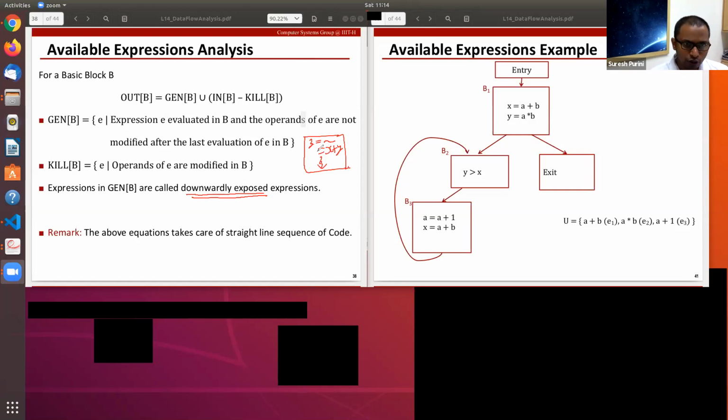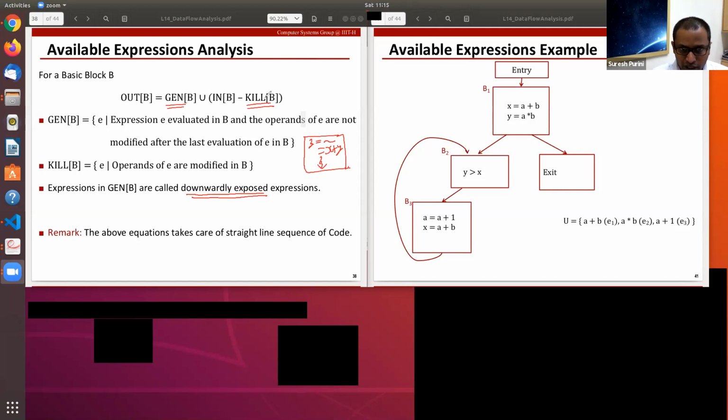So an important thing to note is the Gen B and Kill B sets, we can compute them just by looking at the basic block without referring to the rest of the control flow graph. But if you want to compute Out B and In B sets, maybe you need to refer to the rest of the control flow graph. But Gen B and Kill B sets are constants and they don't change, and they are completely a function of the current basic block under consideration.